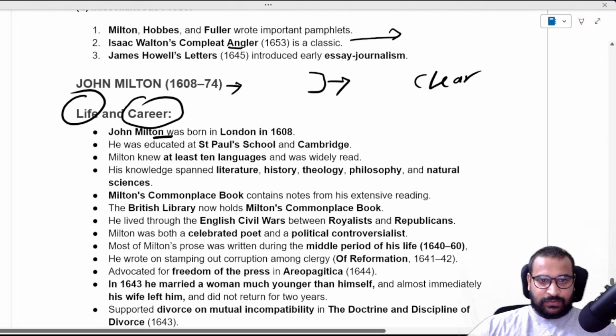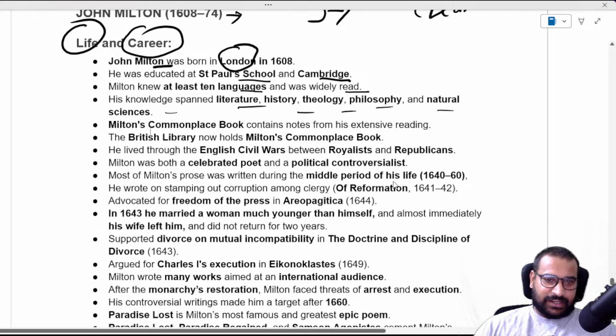As you know, Milton was born in London, right? Educated in St. Paul's School, Cambridge. Milton knew at least 10 languages and was widely read. Good. His knowledge spanned literature, history, theology, philosophy, natural science. So the guy is a very learned man. He knew what he was doing, right? And Milton's Commonplace Book contains notes from his extensive reading. The British Library now holds Milton's Commonplace Book.